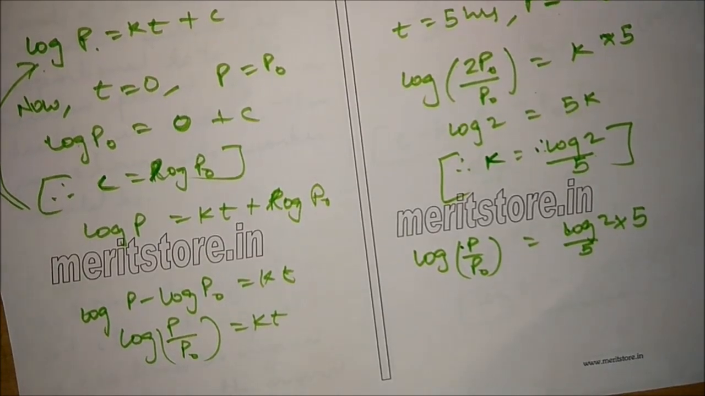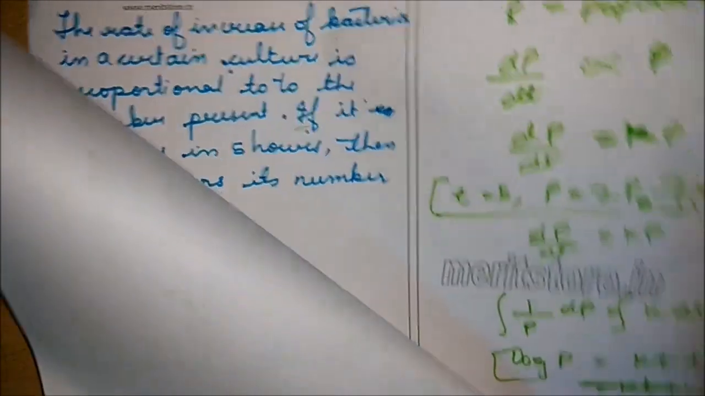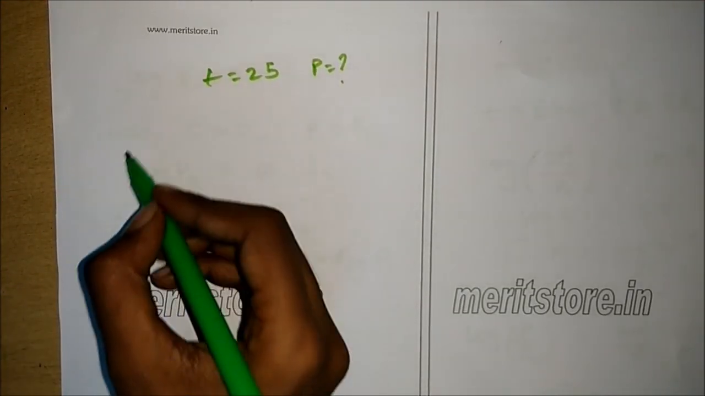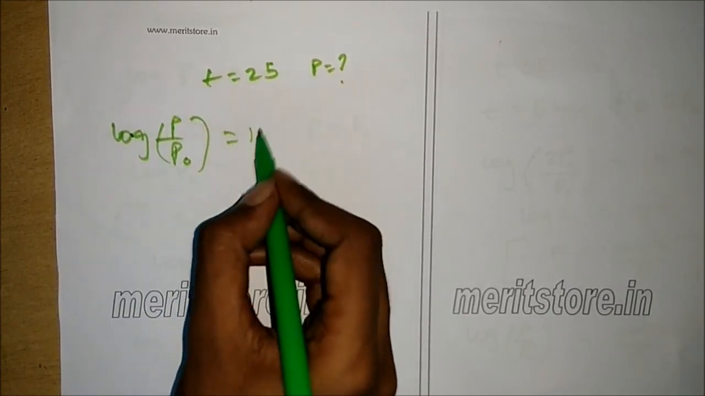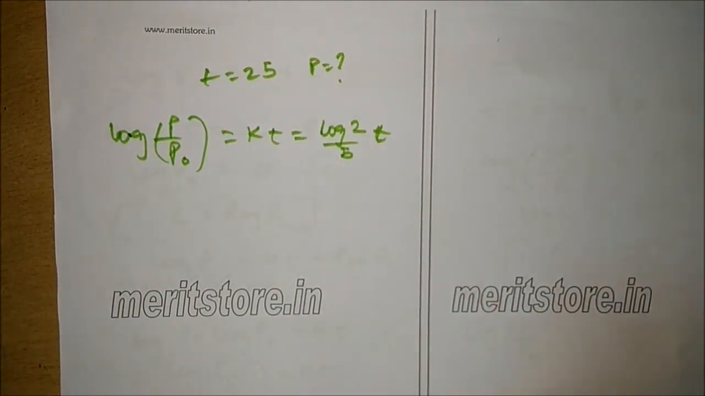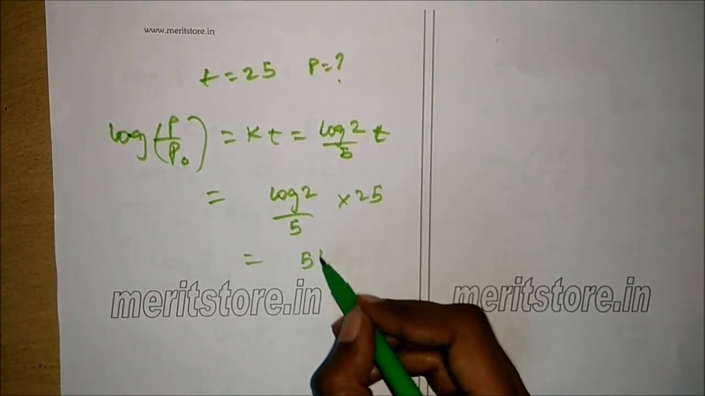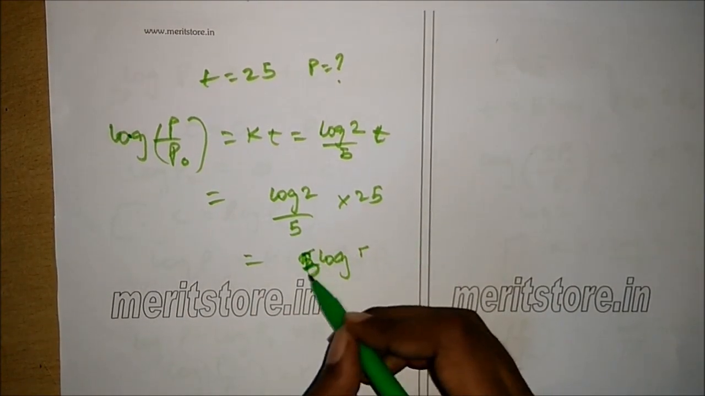So what we have to find is the population after 25 hours. The solution equation was log of P by P0 is equal to kt, which is equal to log of 2 by 5 into t. So t is 25, so this will be log of 2 by 5 into 25. So this will be 5 log 2.